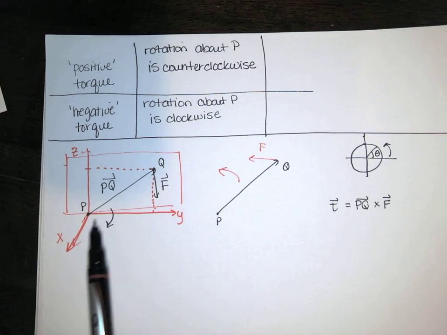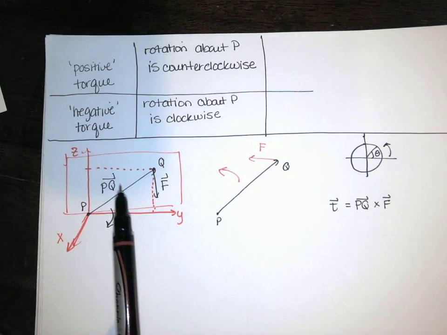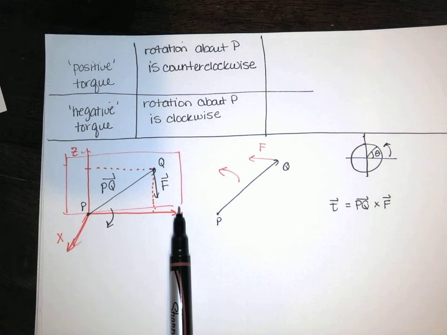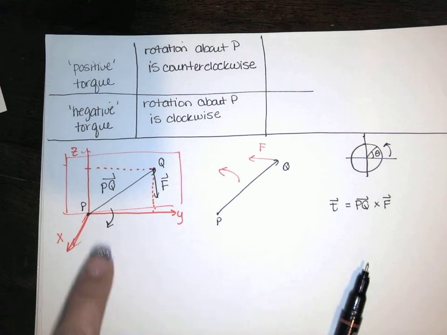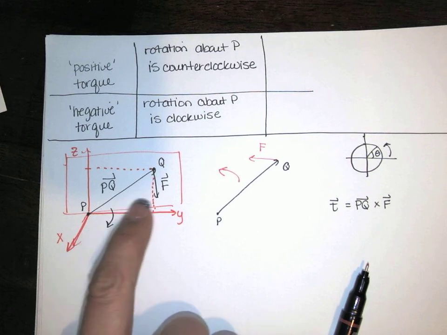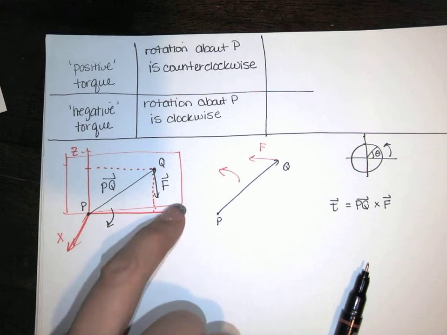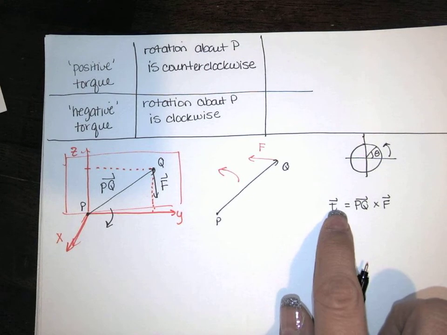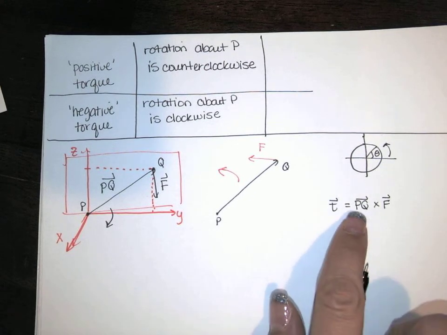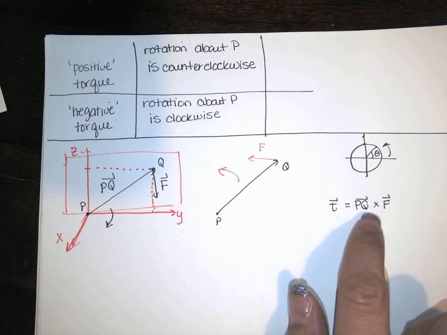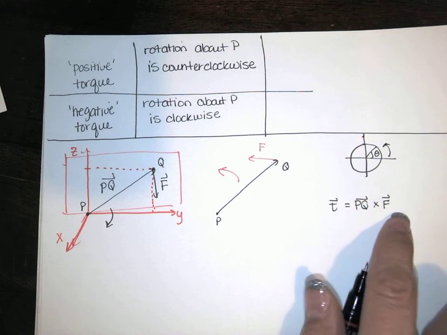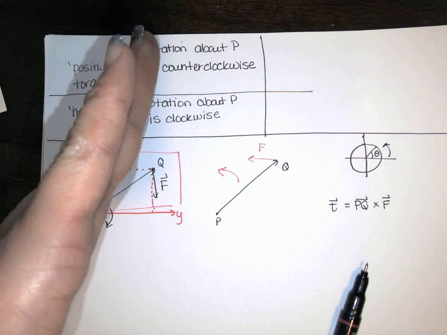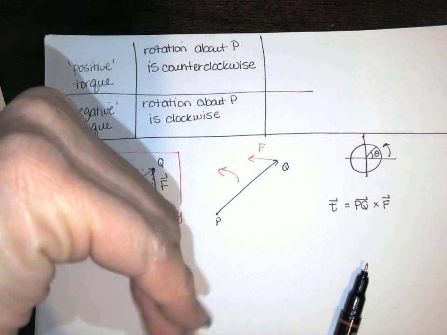Okay, you say, well, what do you mean negative torque? What do you mean positive torque? Well, what we mean is if P, Q, and F are back here in the YZ plane, and I'm thinking about the tendency of PQ to rotate due to F, I can figure out the direction of that rotation using the right-hand rule. So the torque is defined to be PQ crossed with F, and we know from the right-hand rule that means we point our fingers toward P and then we curl them towards F.